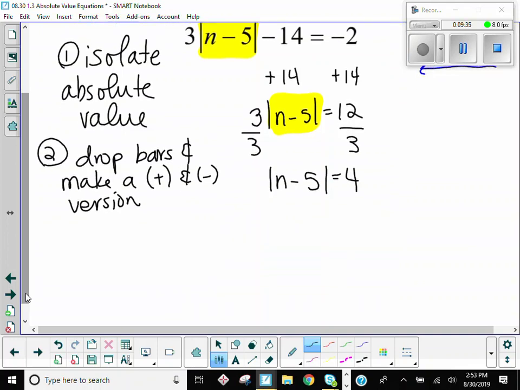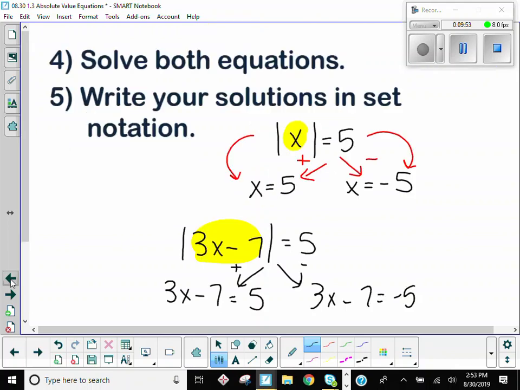Right, and so I have a true-false question for you. When I make a positive version and a negative version, I'm taking the positive and negative of the stuff on the inside. And if you're not sure what I'm asking, let's look at this back screen for just a second. When I go to make my positive and negative version, I'm making my positive and negative version of the stuff on the inside.